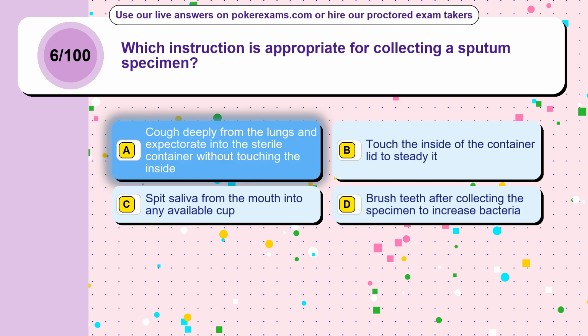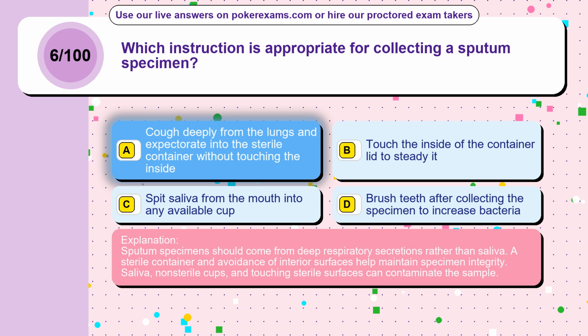The correct answer is option A. Cough deeply from the lungs and expectorate into the sterile container without touching the inside. Sputum specimens should come from deep respiratory secretions rather than saliva. A sterile container and avoidance of interior surfaces help maintain specimen integrity.